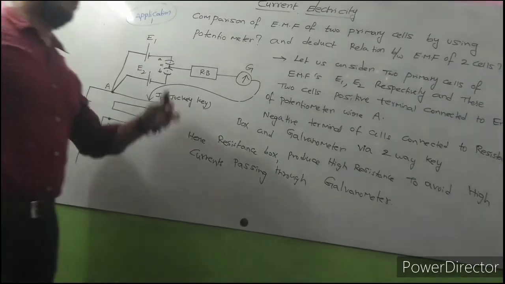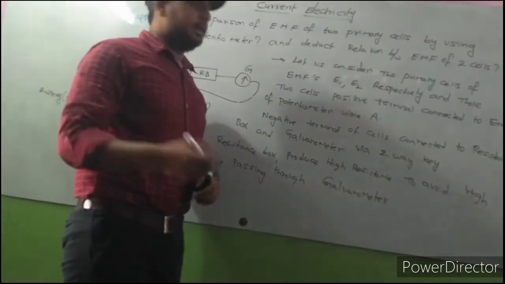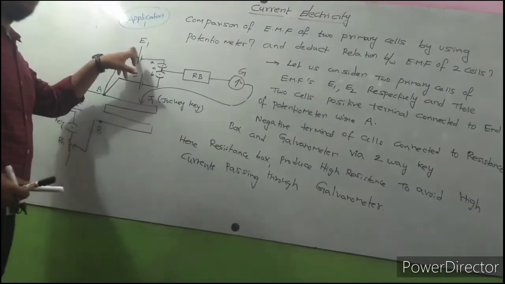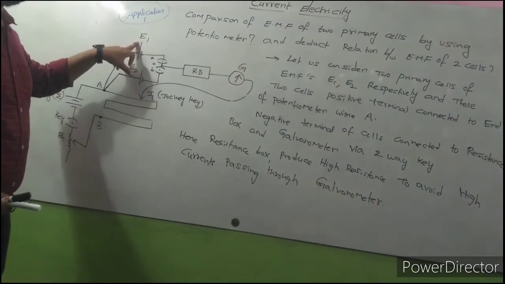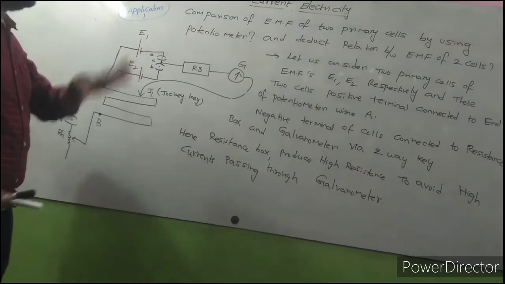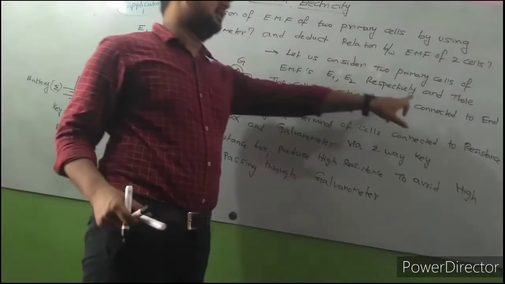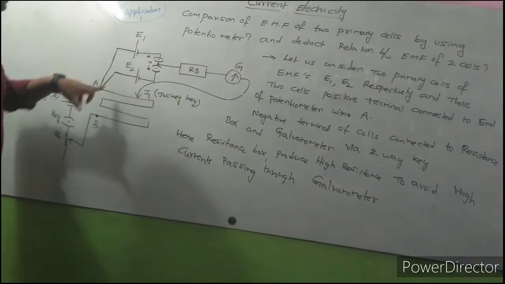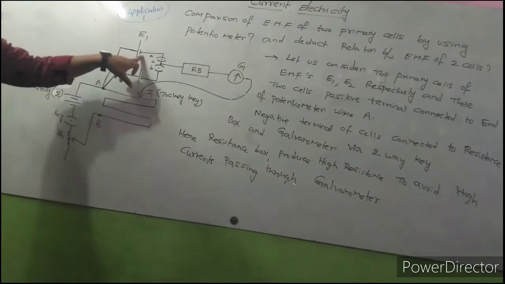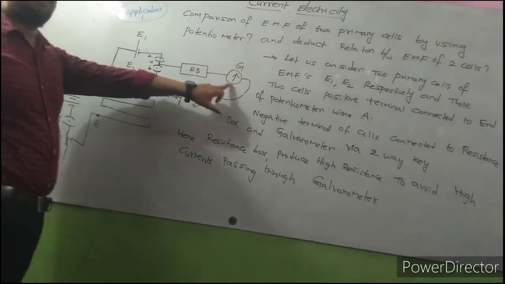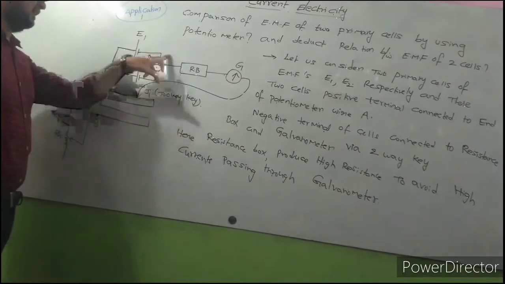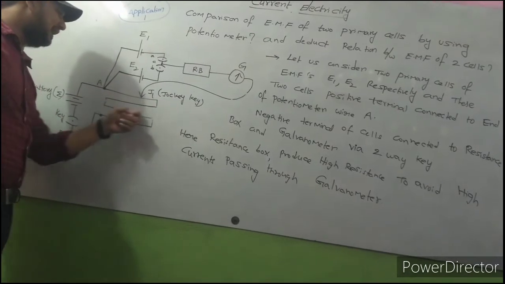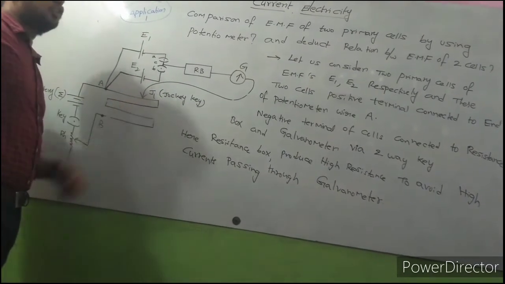So one more time I will recapitulate this. Observe carefully. Let us consider two primary cells, cell 1 and cell 2, having EMFs E1 and E2 respectively. These two cells' positive terminal is connected to the A end of the potentiometer wire. And the negative terminals are connected to a resistance box and galvanometer via a two-way key. And these are connected to a jockey key. This jockey key is helpful to slide over the potentiometer wire.